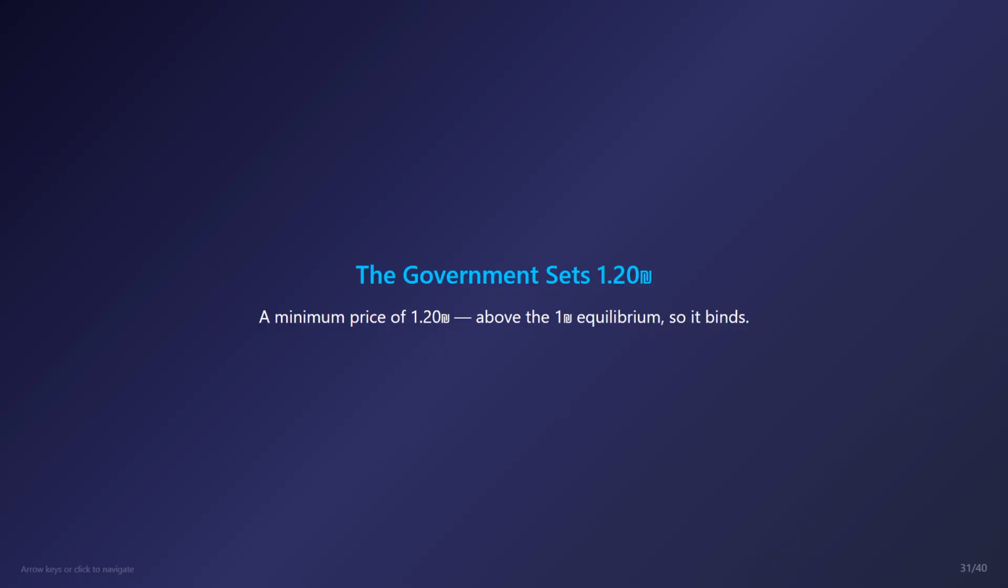Now the government guarantees farmers a minimum of 1 shekel 20. Since that's above the 1 shekel equilibrium, the floor binds, and the price is held up above its natural level. Look at the producers at 1 shekel 20. The higher guaranteed price makes it worth producing more, so they supply 600,000 eggs. Their quantity has grown. Now the consumers at 1 shekel 20. The dearer price puts buyers off, so they take only 400,000 eggs.